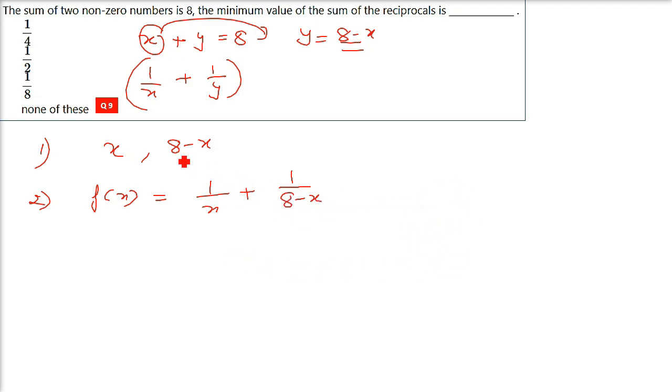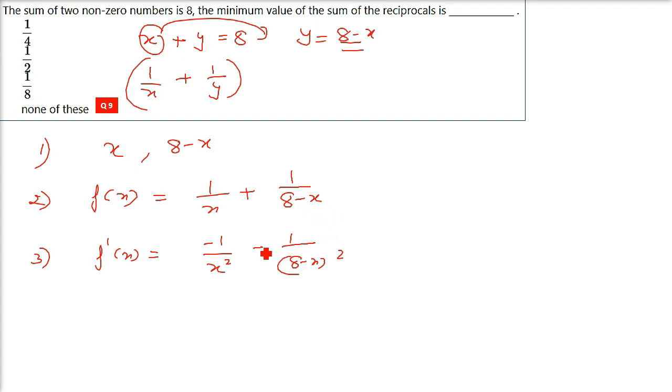So I am just now differentiating it. You already know how differentiation goes. And what will be the differentiation of this function? F dash x will be equal to, 1 by x differentiation is minus 1 by x square. Then we have 1 by 8 minus x, so we have 1 by 8 minus x whole square. It will be negative in front. Differentiation of 8 minus x will be negative 1.